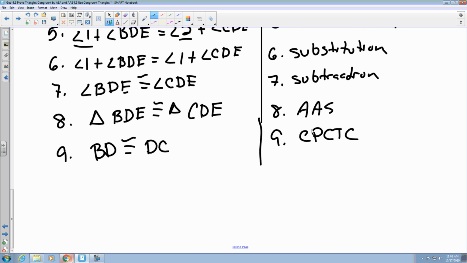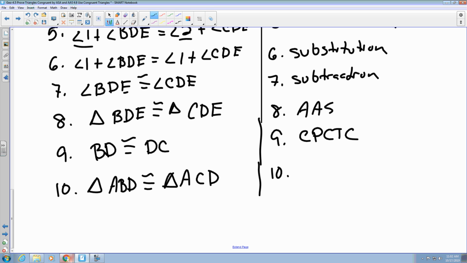So I can now say step 10 here is triangle ABD is congruent to triangle ACD. Now I can say it's through side, angle, side. And that is being able to use congruent triangles. Hope this helps. Until next time.